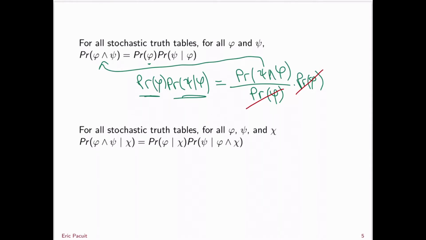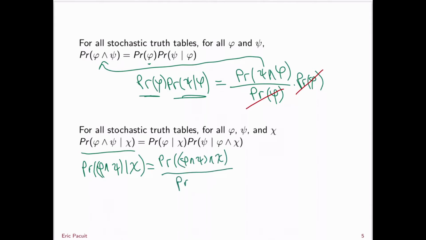And this can be generalized by taking the conditional probability with respect to chi. So here, the probability of phi and psi given chi is equal to the probability of phi and psi and chi divided by the probability of chi. So this is the left-hand side of the equation. What about the right-hand side of the equation?